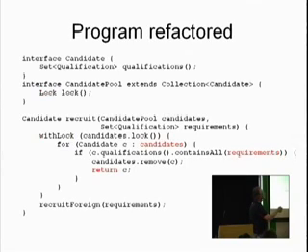Here we're referring to local variables from the enclosing scope that are not final. We have candidates and we have requirements. Now we don't actually assign to those variables, so we could have just made them final. It's no big deal. But there's another thing in here: we have a return statement inside this code.